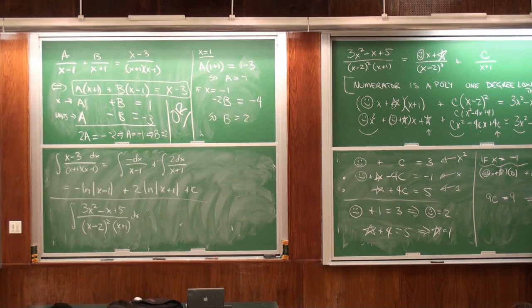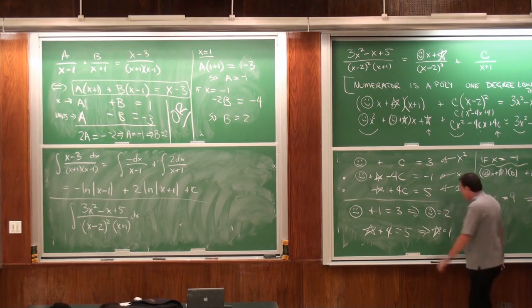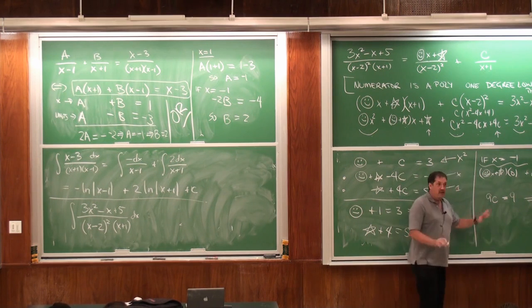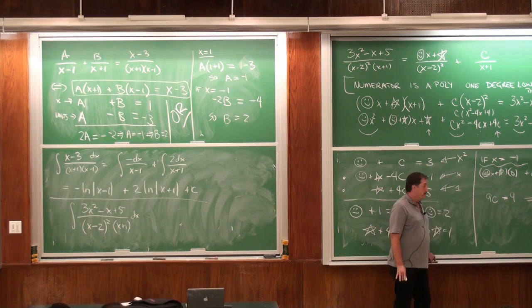Yeah. Would you like to have d over x minus 2? D will be 0. All right. So let me finish this and then I'll address that point. Okay? So are we okay on this?